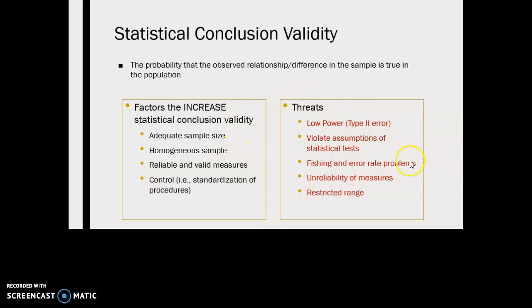The things that can reduce statistical conclusion validity would be low power, meaning we don't have a sample size that's large enough to detect an effect. And if that's the case, we're likely to make a type 2 error. In fact, type 2 error is considered the power problem, meaning there isn't enough power in our sample to find an effect even if it exists.